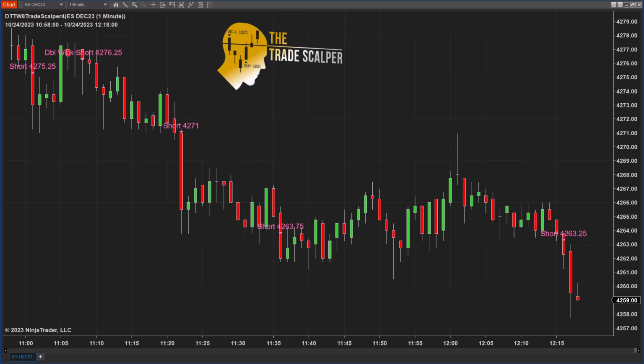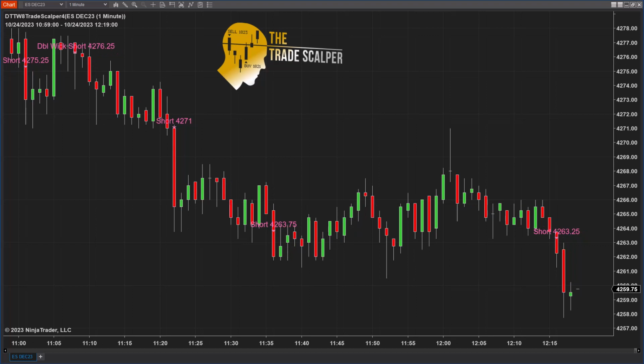Now, if you missed this trade here at 42.63, don't worry about it. There's plenty of signals. So the good thing about the Trade Scalper is we have plenty of signals. So if you were on the phone, if you're not paying attention, and the signal indicated to go short, but you missed it, the last thing that you should be doing is chasing it. You don't want to be chasing this market. So if you missed it, you missed it.